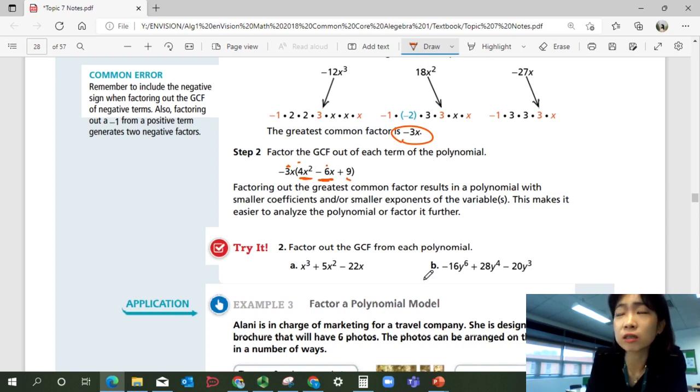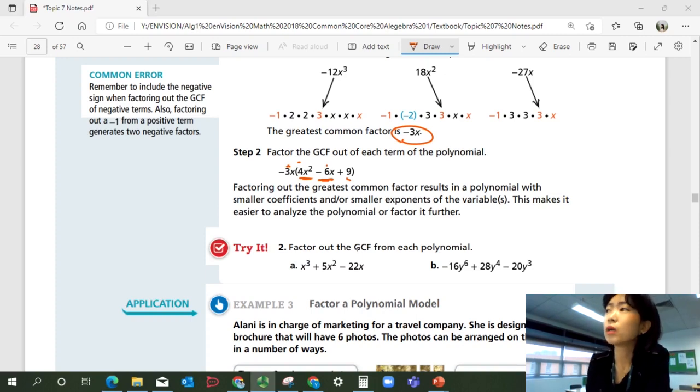There's only one GCF for all three terms here. Figure out the GCF and factor it out. Pause the video. See if you can do it by yourself. Come back when you're ready for answers. Okay, are you ready? So the greatest common factor for part A.